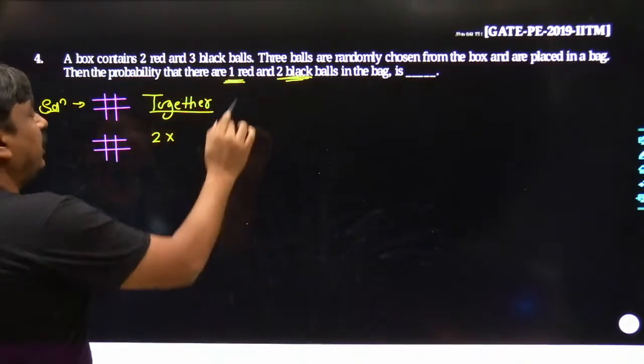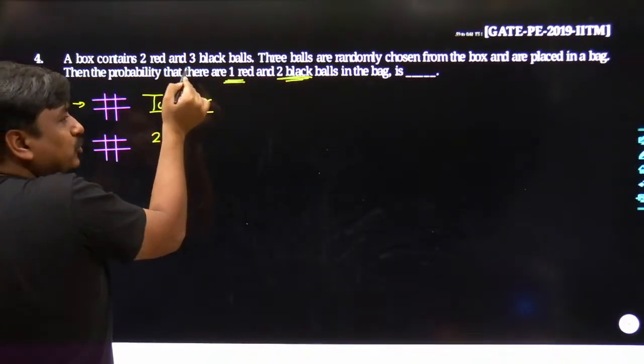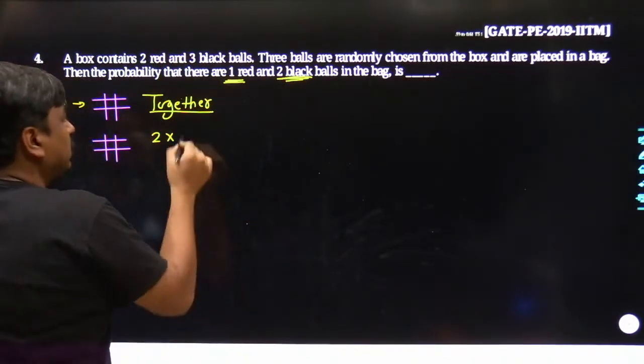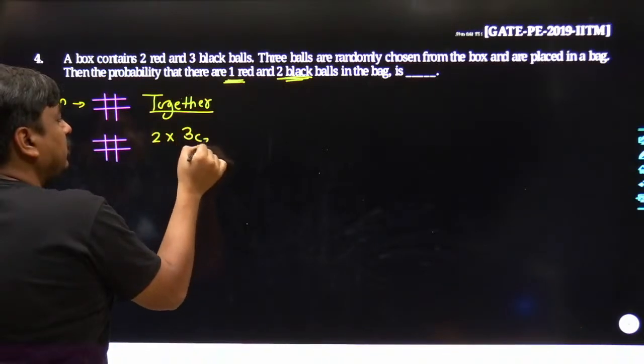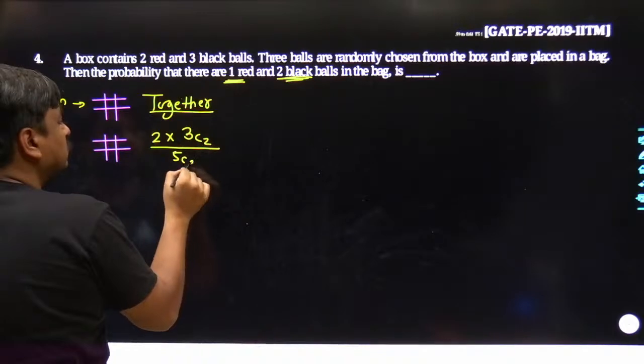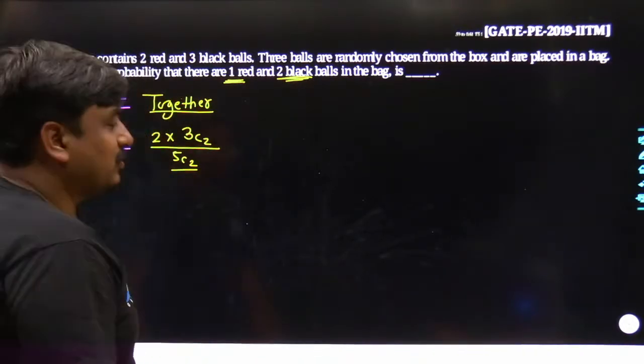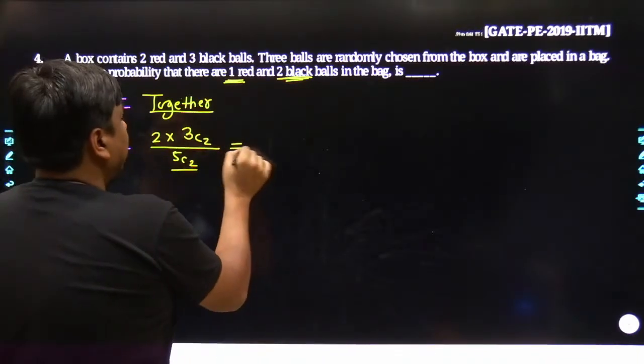Yes, and here becomes 2 black balls. How many black balls we had? The 3 black balls we had. So here's gonna be 3C2 divided by, of how many total balls we had? 5C2. So obviously you would be able to get the exact answer.